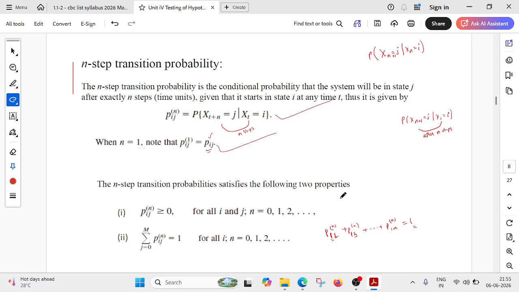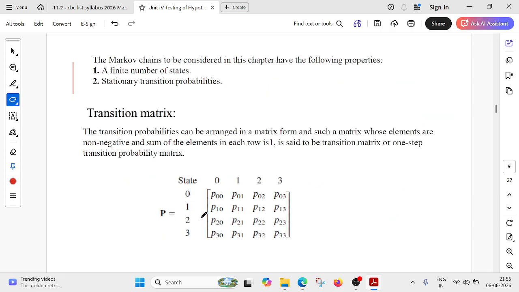Then the n-step transition probability satisfies the following two properties: P of ij is greater than or equal to 0, and the sum is equal to 1. These two are the axioms. The same thing here also, because Pij is nothing but the transition probability matrix that we are taking here. Now, the Markov chains considered in this chapter have the following properties: a finite number of states and stationary transition probabilities.